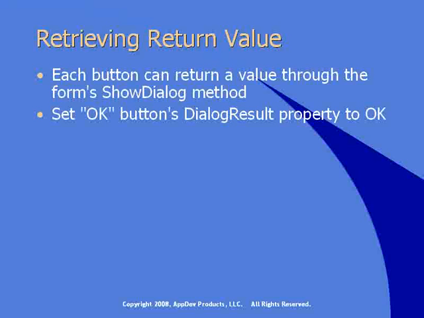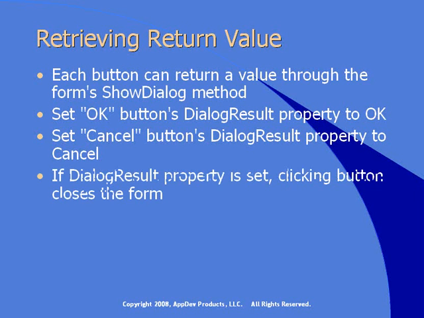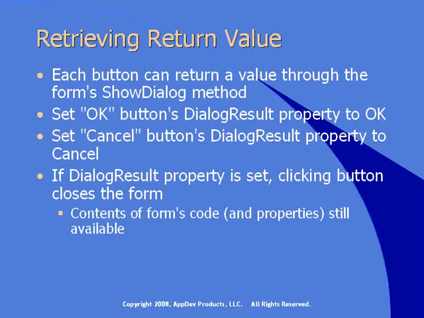So you could set the OK button's dialog result property to the actual value OK. There's an enumerated value which represents all the possible return values. OK is one of them. You set the cancel button's dialog result property to cancel, indicating that you've canceled the form. If the dialog result property for a button is set, clicking the button closes the form. Actually, it hides the form. It closes it off the screen, but the contents of the form's code and properties are still available because it's just hidden, not actually removed from memory.